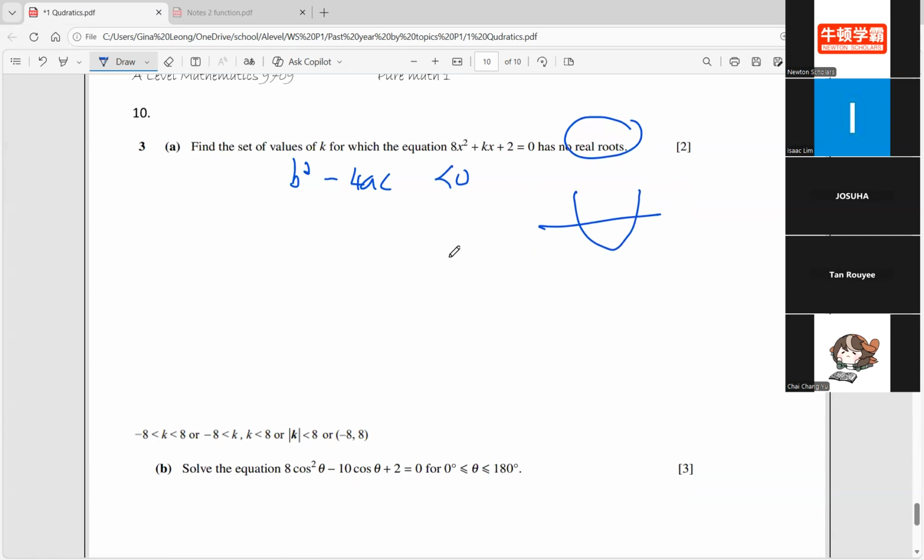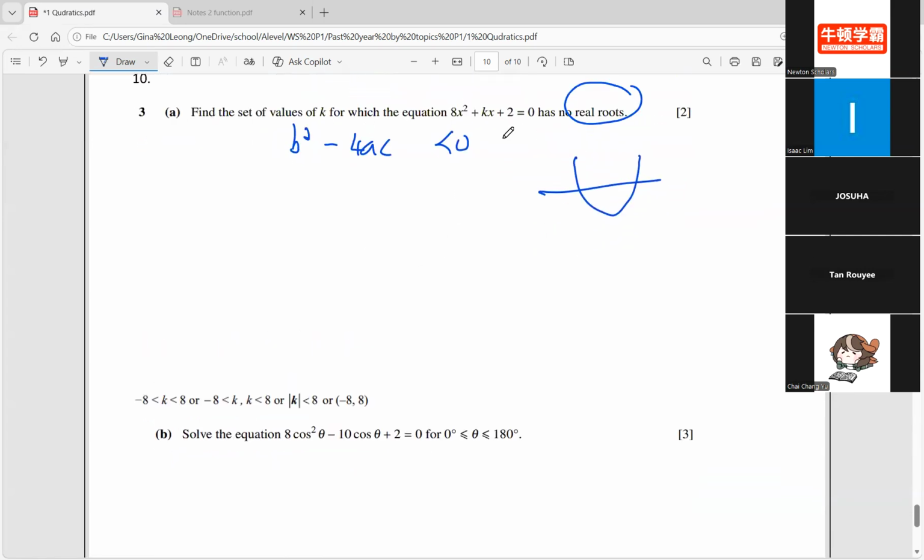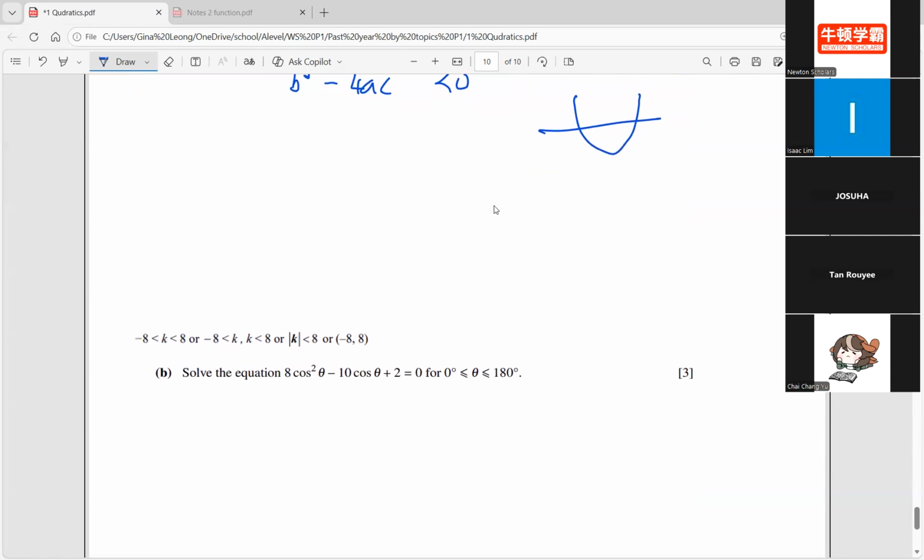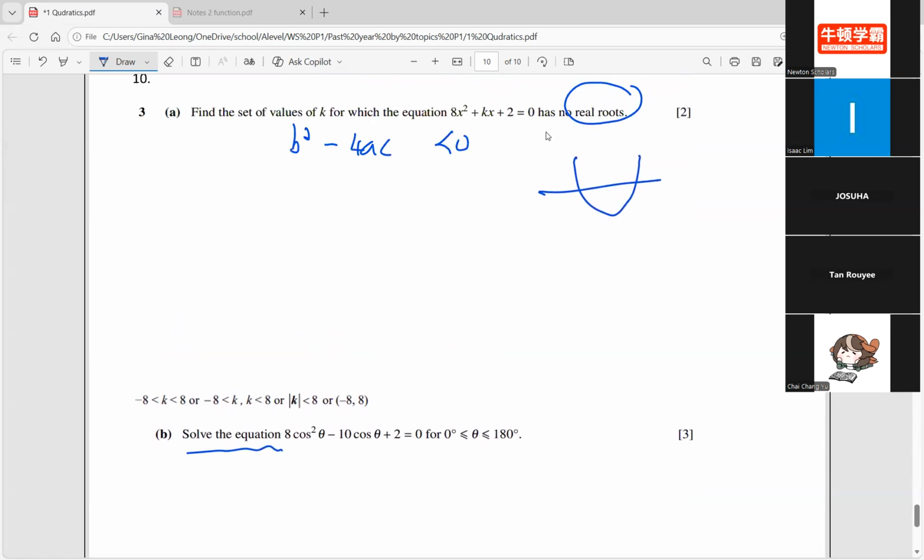So after you finish this one, you have to use the part A solution to help you for part B. Then you need to change that the x now becomes cos theta. So after that, you can solve it to get the answer. You can send me the working. Okay, correct. This one, no problem.